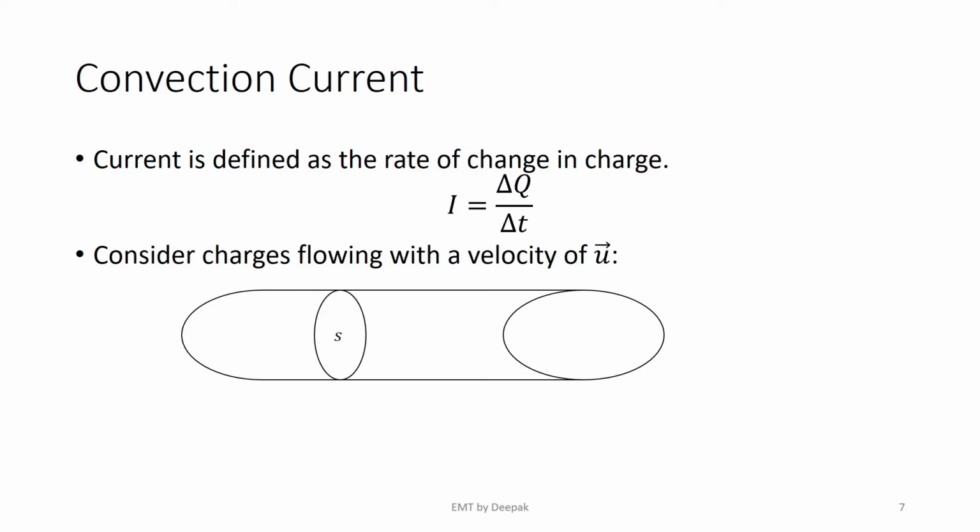Now, after some time del t, let's assume that the body got displaced. The initial point was here, and after some time del t, let us assume that the body has reached here, whose cross-sectional area is still S, and the displacement it has observed is del L. The body is moving in this direction with a velocity of u bar.